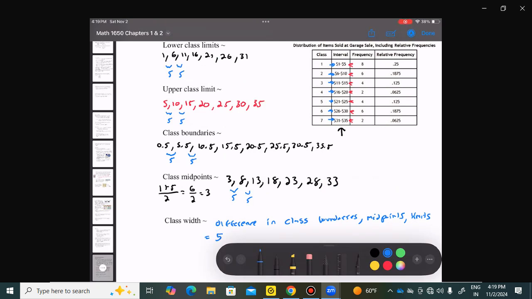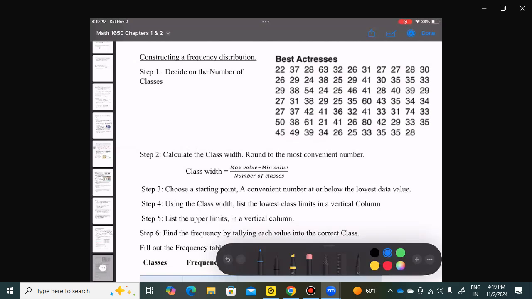All right, so with constructing a frequency distribution from a set of data, and here we have a set of data. We have 1, 2, 3, 4, 5, 6, 7, 8, 9, 10, 11. 1, 2, 3, 4, 5, 6. So that's 66. 7, 8, 9, 10. That's 70. 1, 2, 3, 4, 5, 6. 76 total. These are ages, 76 total ages. Ages of best actresses.